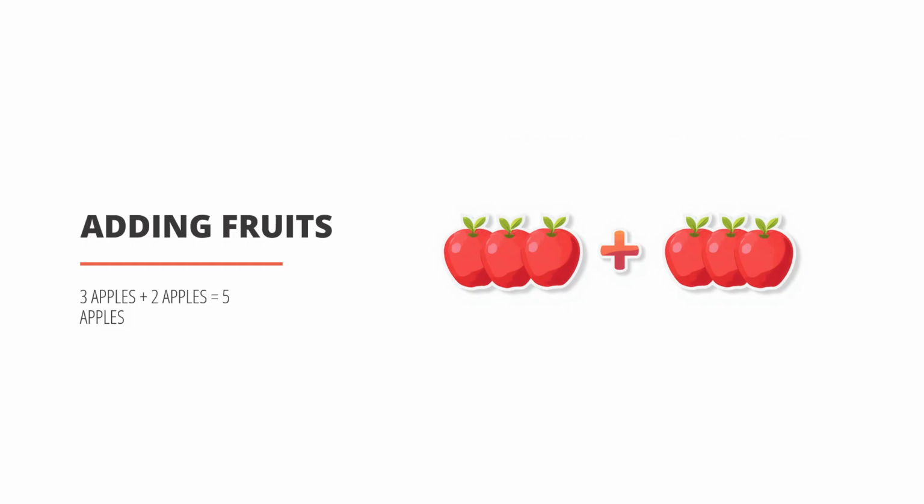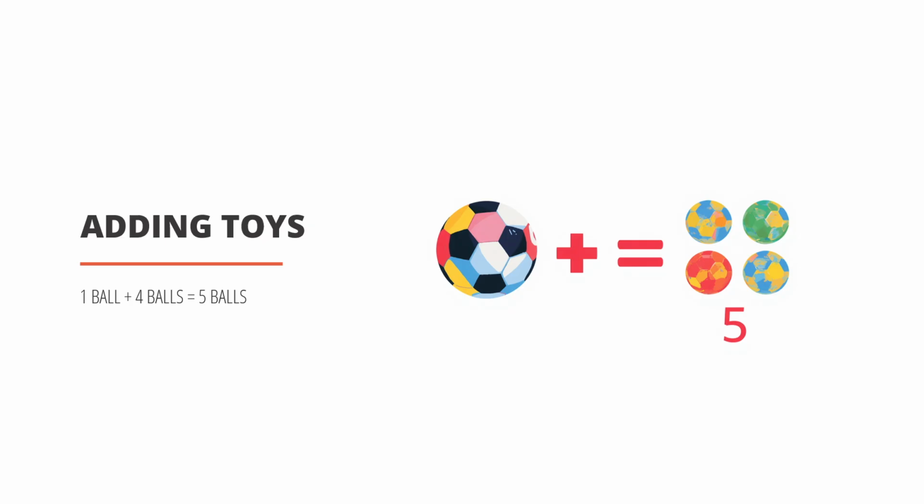Let's look at an example with fruits. If you have 3 apples and someone gives you 2 more apples, you now have 5 apples. 3 plus 2 equals 5. Here is another example with toys. You have 1 ball and your friend gives you 4 more balls. Now you have 5 balls in total. 1 plus 4 equals 5.